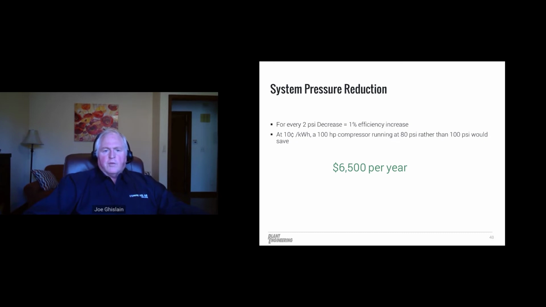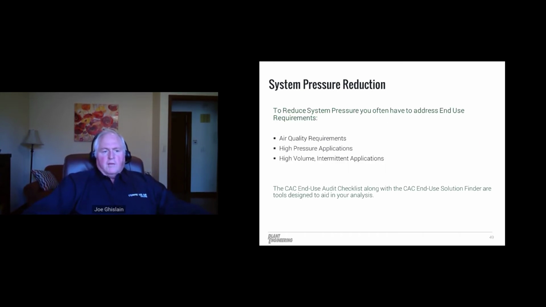So it can be closer to a 1-to-1 relationship. For every 1 psi decrease, it's 1% efficiency. Again, that depends on how much artificial demand you have in the system. But the whole point is it's very costly to run the system at a higher pressure than you need to. So what do we want to do?